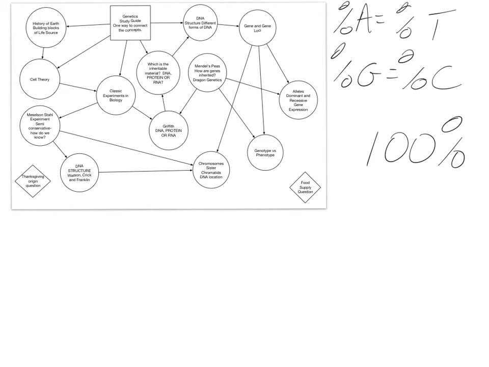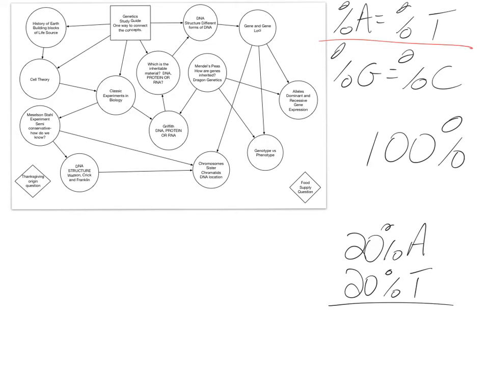So what? Well, you've got to think. If I tell you it's 20% A, what do you know? 20% T. You know that, right? Why do you know that? Because A equals T. So now what do you do? How much is this total? 40. How much do I have left? 60. So G and C must be what? 30% each. See how easy that is?